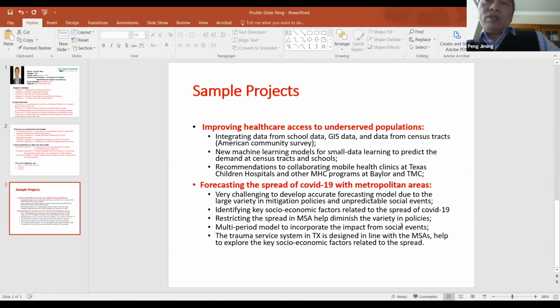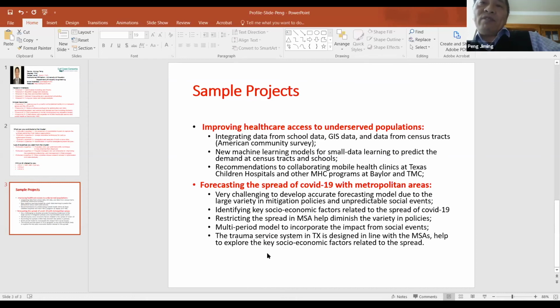So we came up with a forecasting model that focuses on the spread within metropolitan areas in the United States. This is because the cities and counties in each metropolitan area are closely related to each other, and therefore they almost use the same mitigation policy. That allows us to see these patterns, particularly in the large MSAs, very easily. We also use a multi-period approach to incorporate the effect of social events.